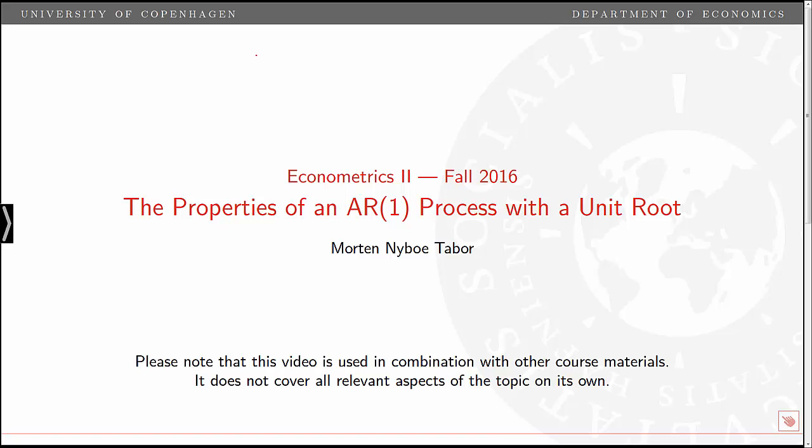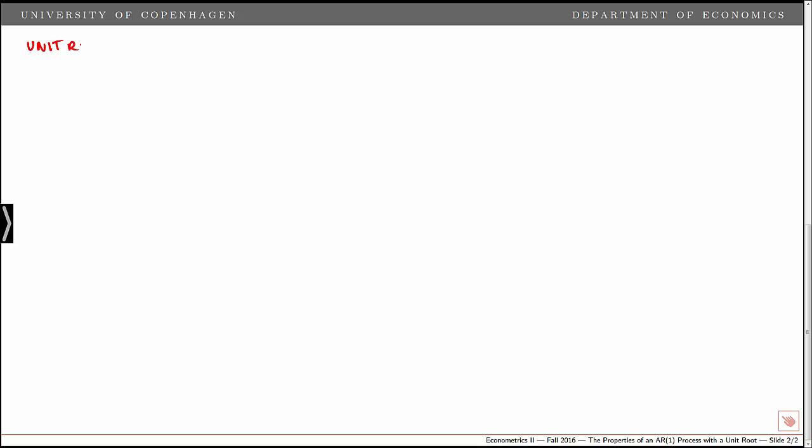In this video, we consider the properties of an AR(1) process with a unit root. Recall that a unit root AR(1) process is given by y_t equal to a constant term plus y_{t-1} plus epsilon_t. Now we could find the MA representation. We did that in the previous video. We showed that we could write this as y_t given by the initial value y_0 plus a linear trend, so these are the accumulated constant terms, plus a stochastic trend, so a sum from i equal 1 to t of epsilon_i.